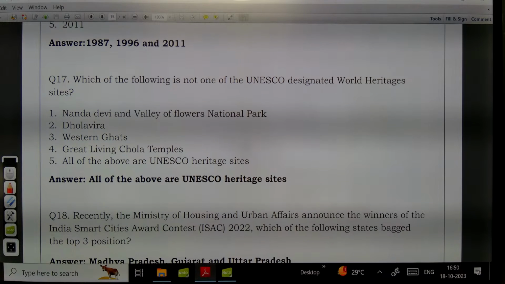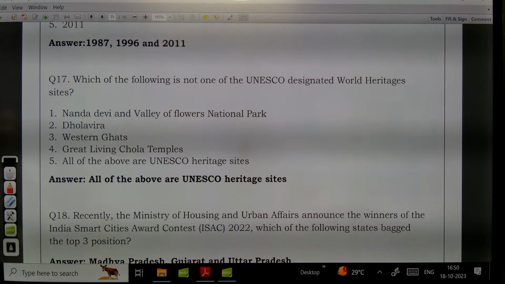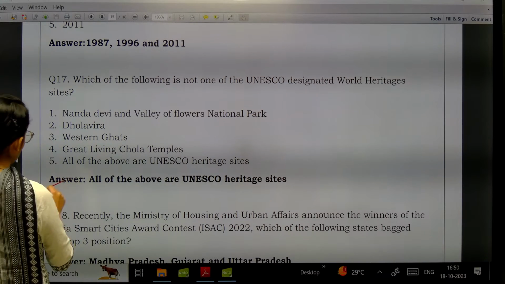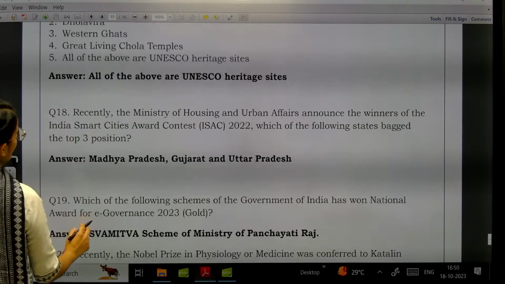Which of the following is not one of the UNESCO designated World Heritage Sites? Nanda Devi, Valley of Flowers National Park, Dholavira, Western Ghats, Great Living Chola Temples, all of the above. All of the above are UNESCO Heritage Sites.